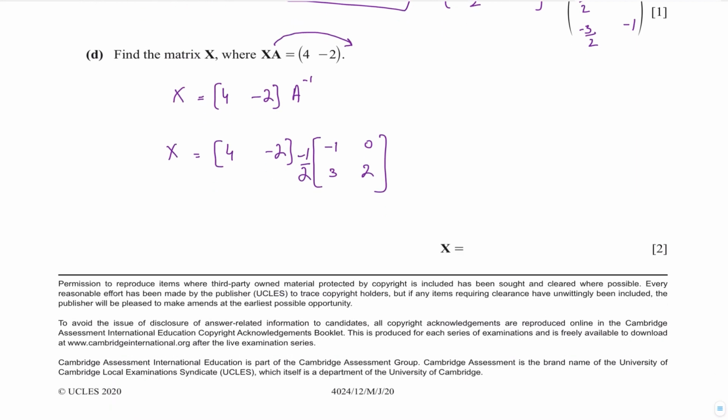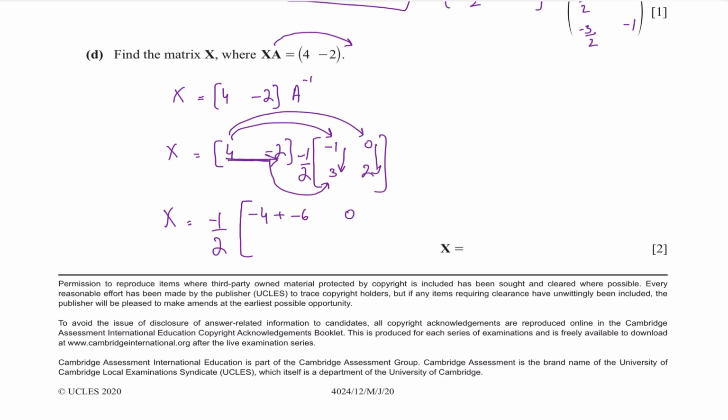Okay, so what I'm going to do here is bring minus 1 upon 2 towards the very left, and then multiply these two matrices together, and towards the end I'll multiply the values by minus 1 upon 2. Multiplying these two matrices means row into column. So 4 times minus 1 is going to be minus 4, plus minus 2 times 3 is going to be minus 6. And then we're going to multiply this same row with this column. So 4 times 0 is going to be 0, plus minus 2 times 2 is going to be minus 4.